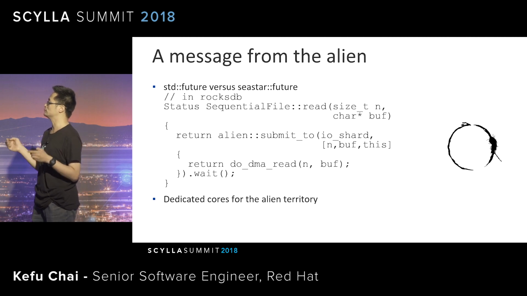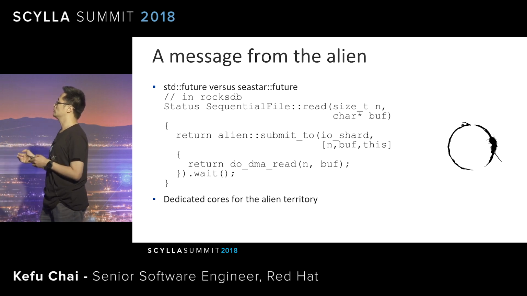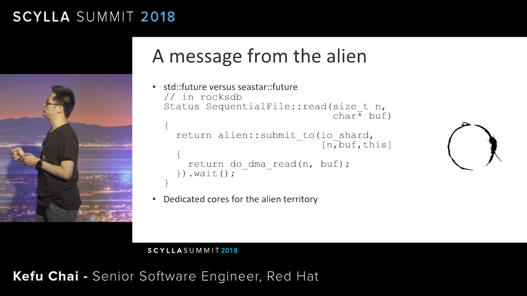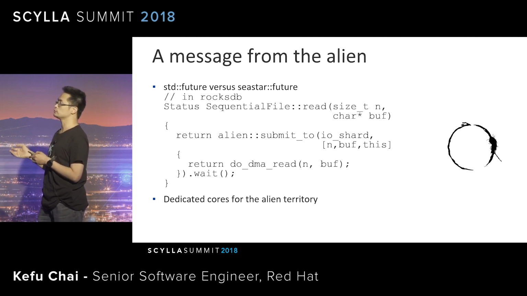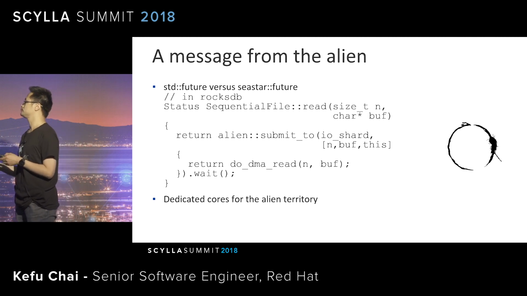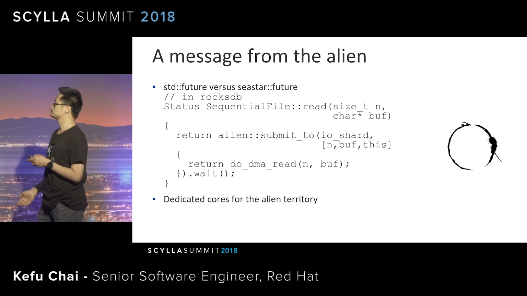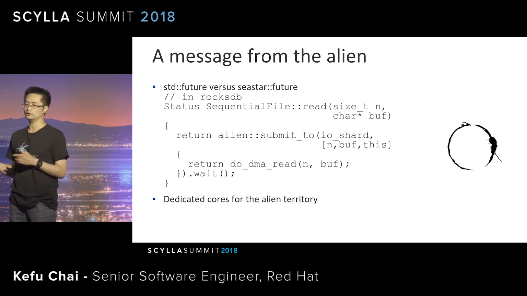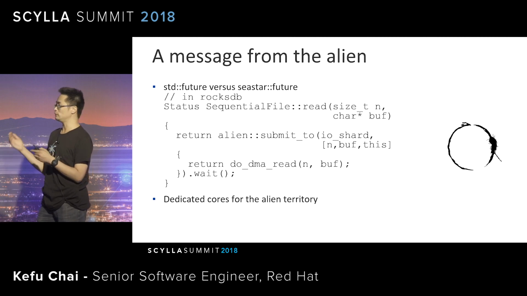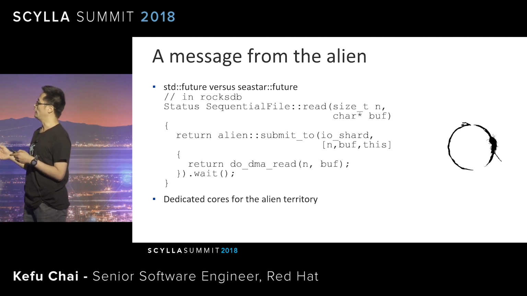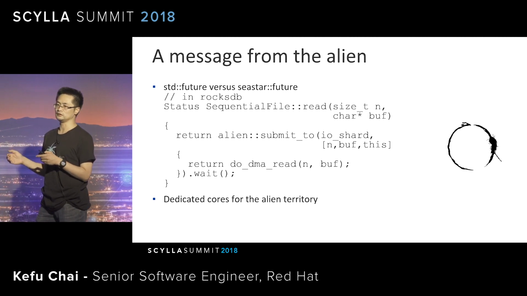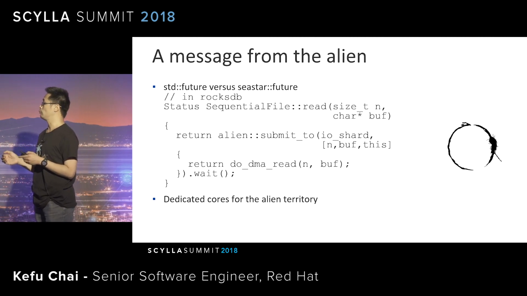The way we glue them together is using alien submit_to, where we send this message to a core which is responsible for the I/O, and when it returns, it signals the standard future, so we can unblock it, and the caller is not aware that its I/O is performed by another core. Apparently, we need to allocate a dedicated core for these alien calls because in Seastar, none of the calls is supposed to be blocked.